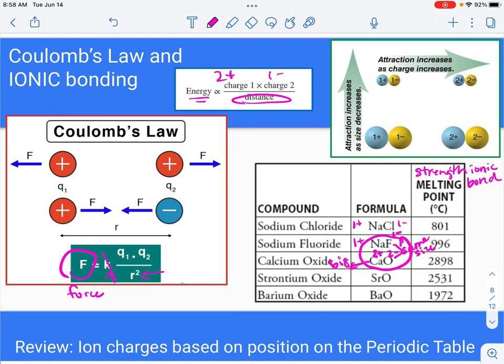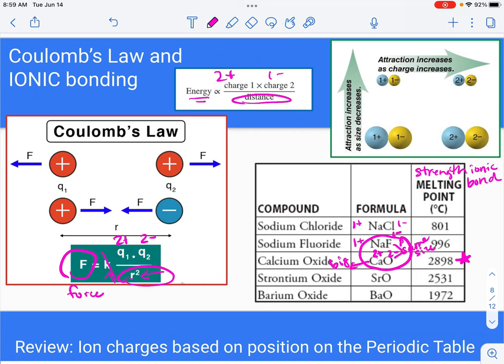It's a little harder to decide what would happen. The fact that calcium is larger means that you have the larger radius, which should mean that the force of attraction is smaller. But notice that this is a huge melting point compared to that of sodium fluoride. So clearly the 2 plus 2 minus of the charges has a greater effect than the difference in radius between sodium and calcium. And so this is how you want to think about using Coulomb's law.